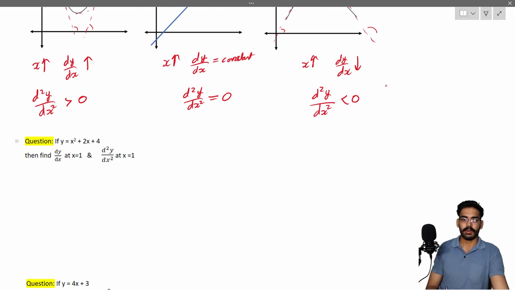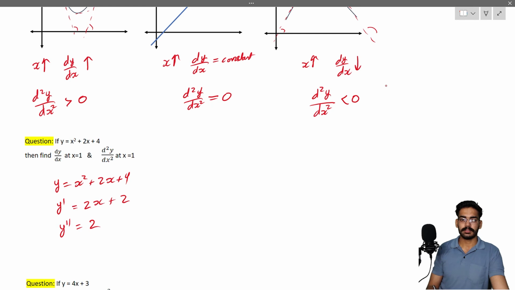If y is given as x square plus 2x plus 4, what will be y dash? I will differentiate: 2x plus 2. What will be y double dash? The differentiation of 2x plus 2, that will be 2.